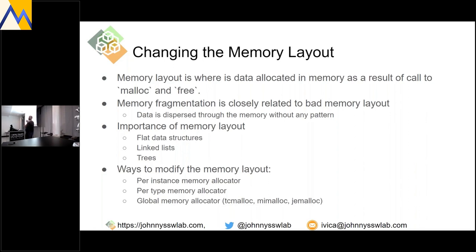One is that the malloc and free are faster, the implementation. But another one is that the memory accesses are also faster because there's less memory fragmentation. So, the importance of memory layout: how do you modify memory layout? You need a custom allocator, a custom implementation of malloc and free. And they can be per instance of your class. Let's say you have a huge binary tree, which is like 100 megabytes, and you have allocated for just that instance of a binary tree.